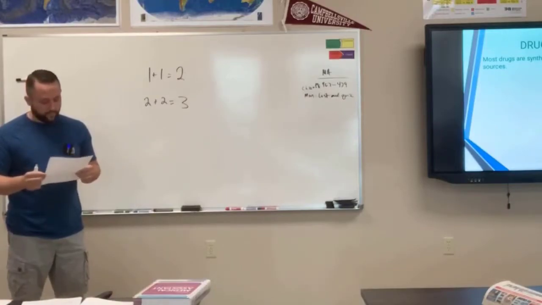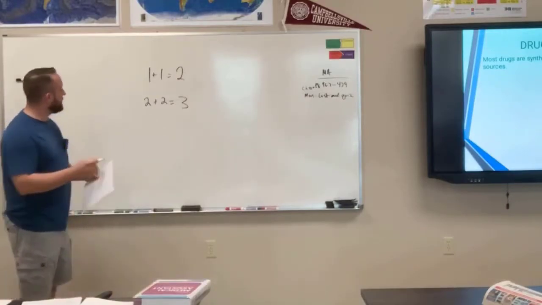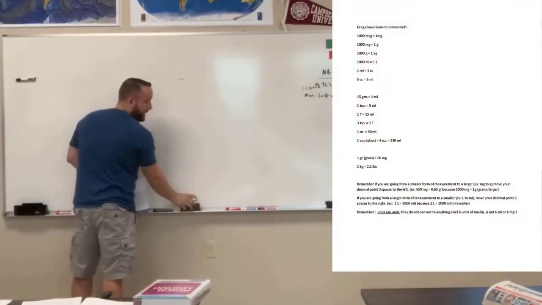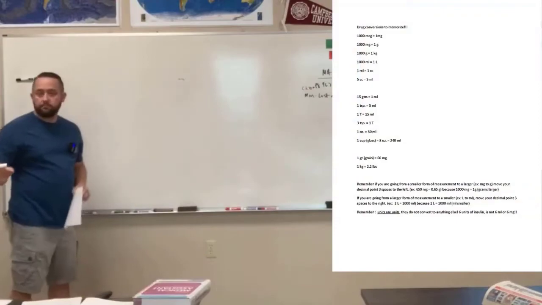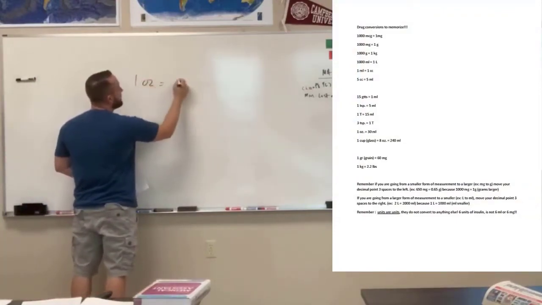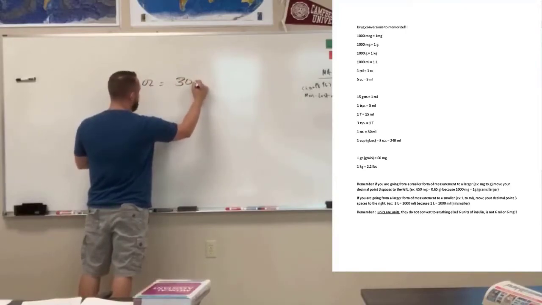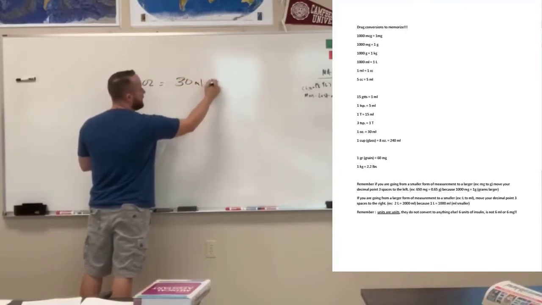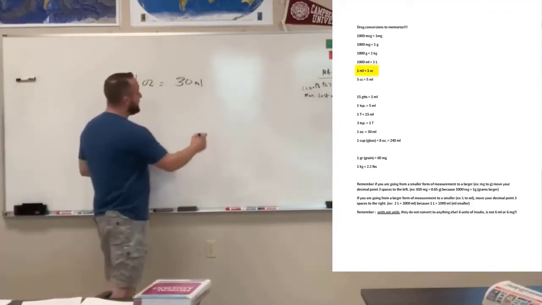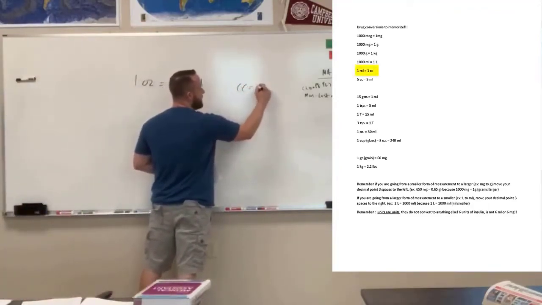And if you look at 1 ounce, everybody can identify with an ounce, pretty much, right? 1 ounce of something. Well, that equals 30 milliliters or cc's. Okay, the cc, cubic centimeter, is the same as a milliliter.